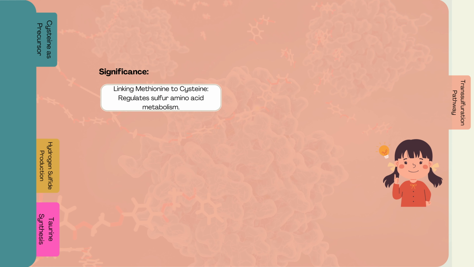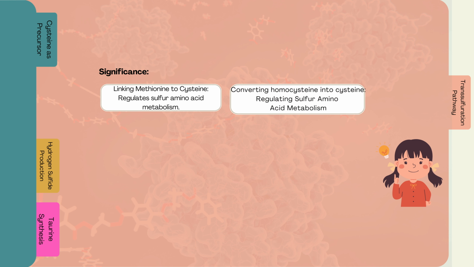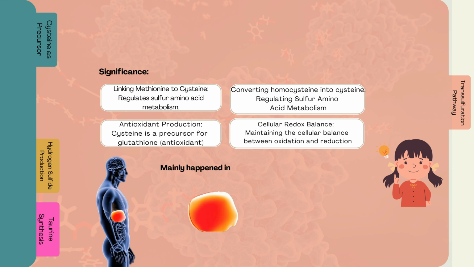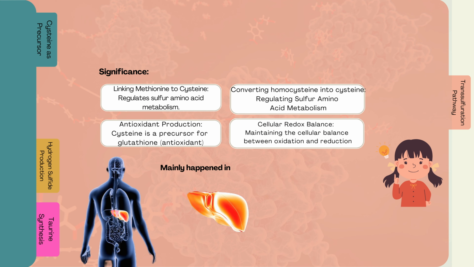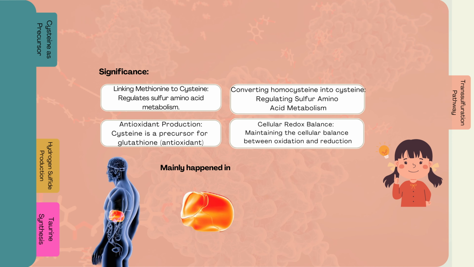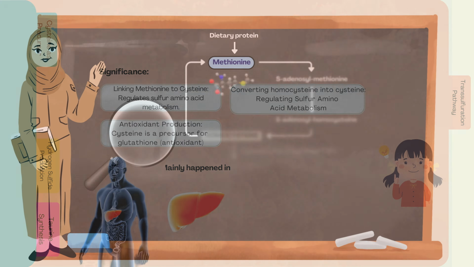The significance of cysteine synthesis is that it links methionine to cysteine and regulates sulfur amino acid metabolism. It converts homocysteine into cysteine, regulating sulfur amino acid metabolism. It is important for antioxidant production, as cysteine is a precursor for glutathione, an antioxidant. Lastly, it acts in cellular redox balance, maintaining the balance between oxidation and reduction. Basically, this whole process happens in the liver.